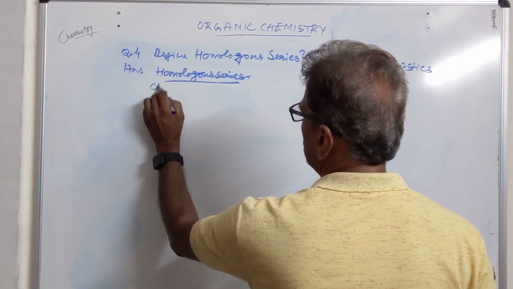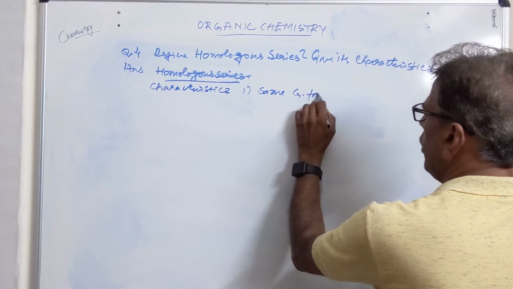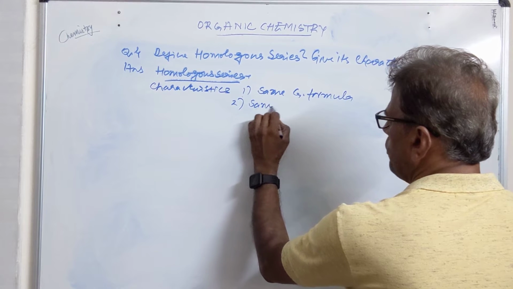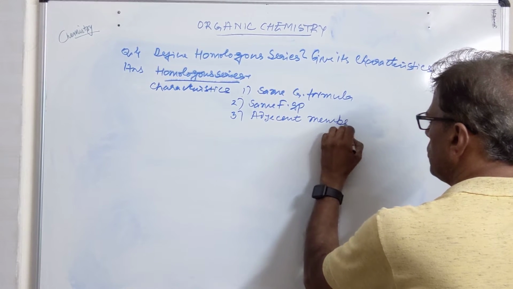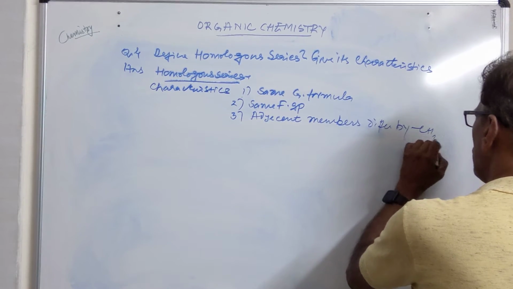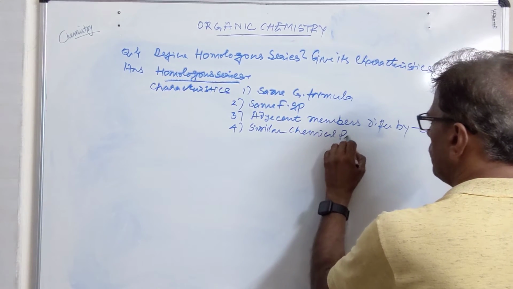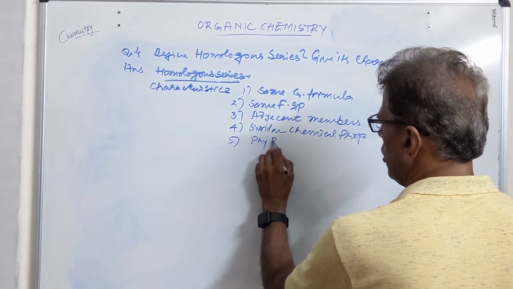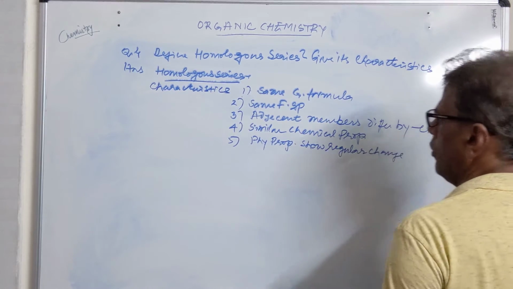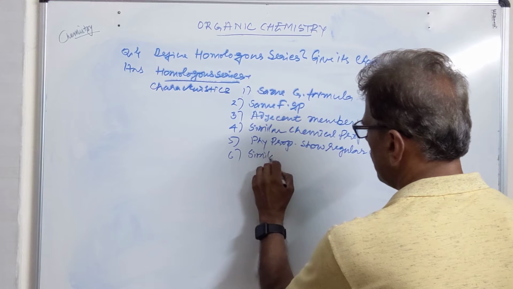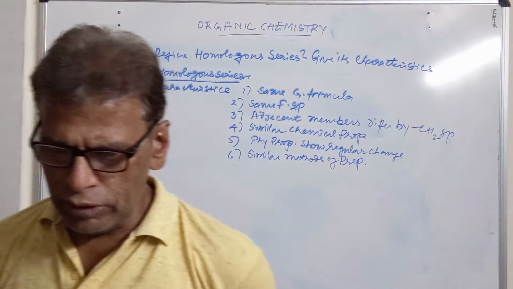So what are the characteristics? Number 1, they have same general formula, same functional group, adjacent members differ by CH2 group, similar chemical properties, physical properties show regular change, similar methods of preparation. So these are the characteristics of homologous family.